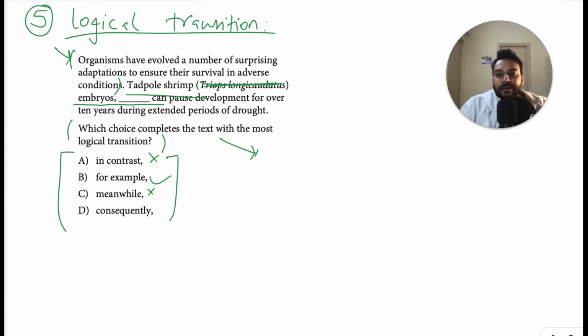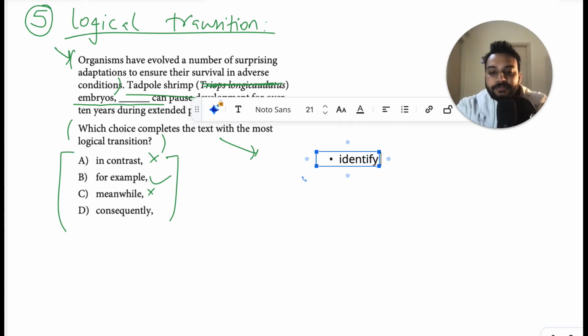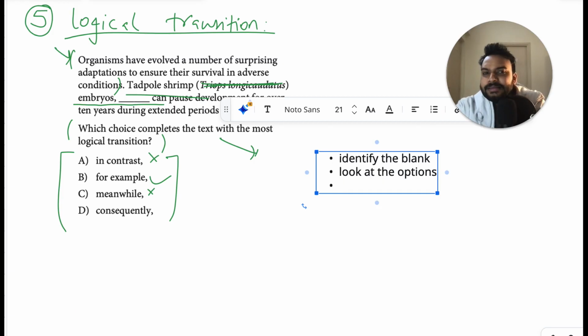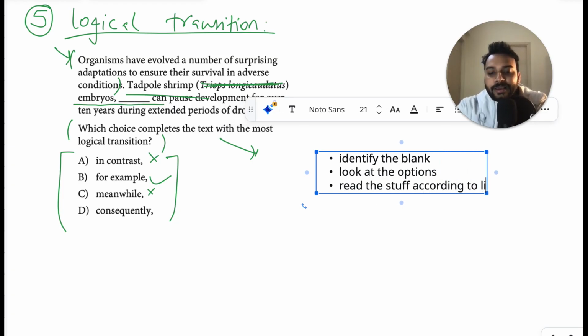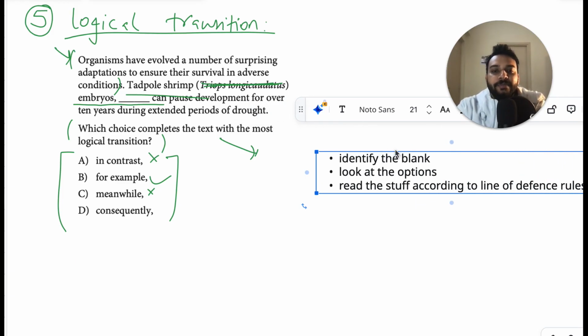So what's the strategy? Pretty similar to what we saw in the previous one. Identify the blank. Basically, identify the blank gives you the exact geographical location of where you need to work on. Look at the options. See any patterns in the options? Keep them in mind. Read the stuff according to line of defense rules. So the first line of defense, one sentence preceding, one sentence succeeding.